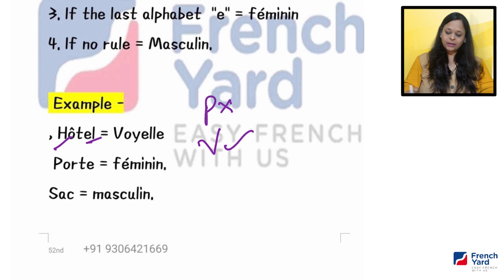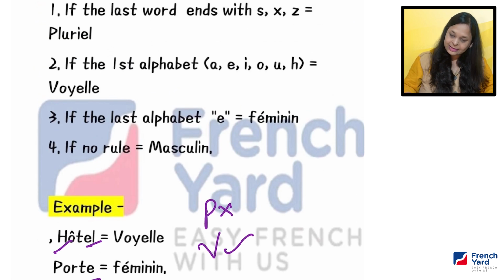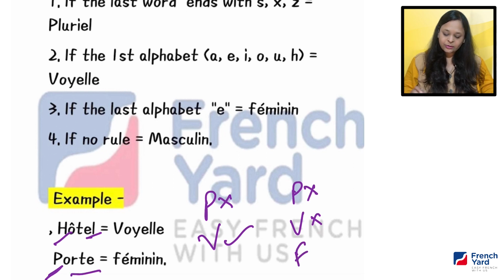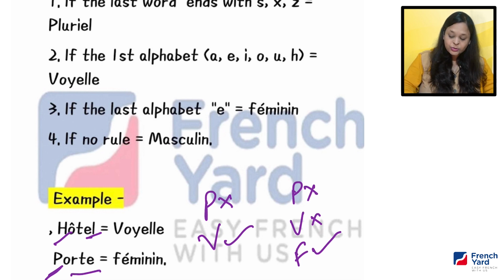The word is porte. Rule number one says if the last alphabet is S, X, Z, then it is plural. Now the last alphabet is E, which means it is not plural. If the first alphabet is A, E, I, O, U, H, then it is a vowel. You can see that the first alphabet is P, so it is not a vowel. Rule 3 says if the last alphabet is E, then it is feminine. And it's true, the last alphabet is E. So I am going to put this word into the feminine category.